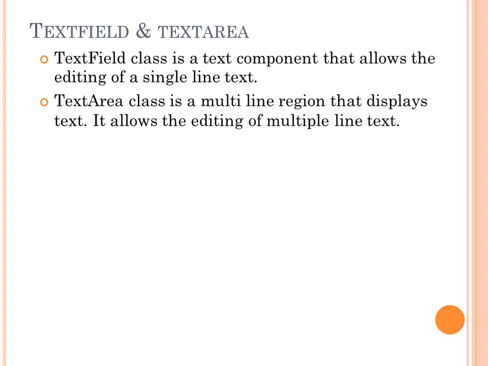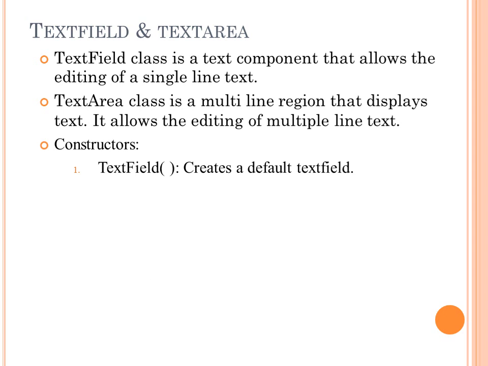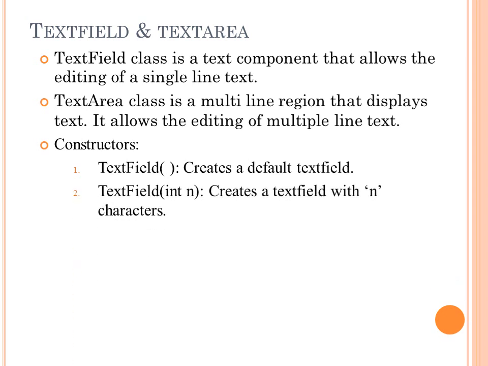Then what is meant by TextArea? TextArea is nothing but multiple regions that can be displayed, that is used to display text, and it also allows you to edit multiple lines of text. Now let us see what the constructors are. Your first constructor is TextField. It creates a blank or a default text field. Then the second one is TextField with int n. So it creates a text field with n number of characters.